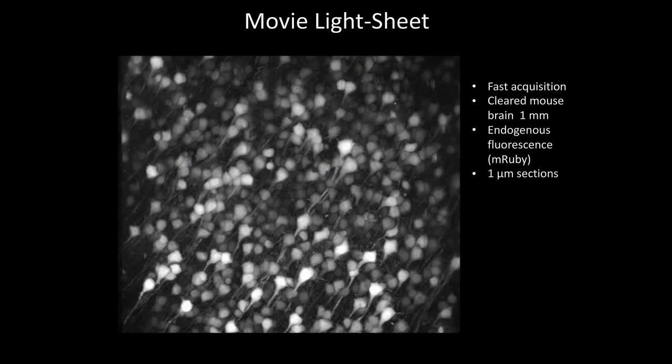So I want to show you how the acquisition looks. The acquisition is pretty much the frame that you're going to see in the movie. You're going to see a cleared mouse brain. It's 1 millimeter. You're going to see endogenous fluorescence, so the cells that you're going to see are neurons, and they're going to be white. And in the end, you're going to see a 3D rendering. So let's see the movie.